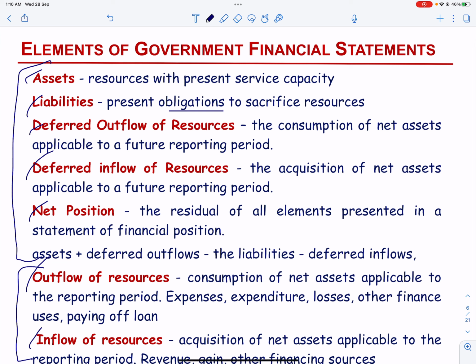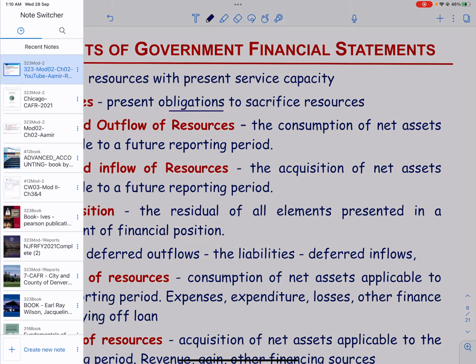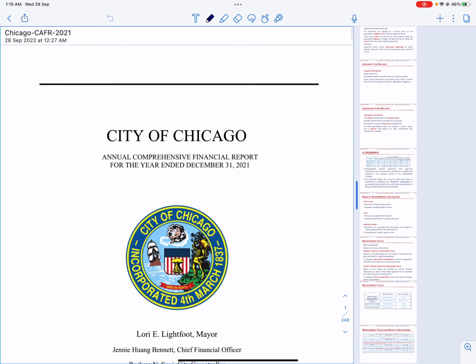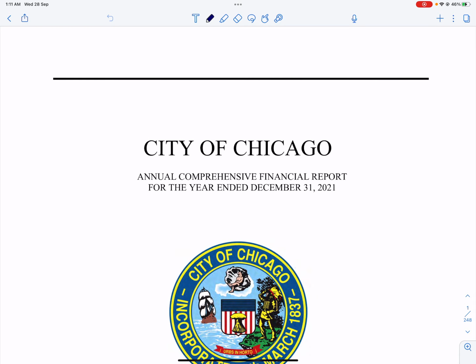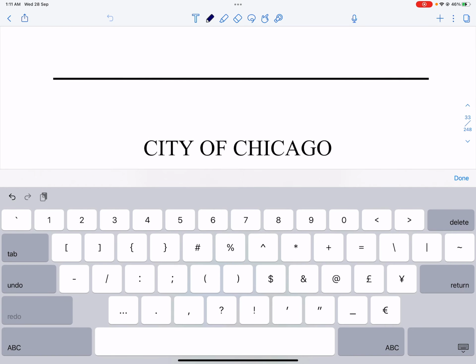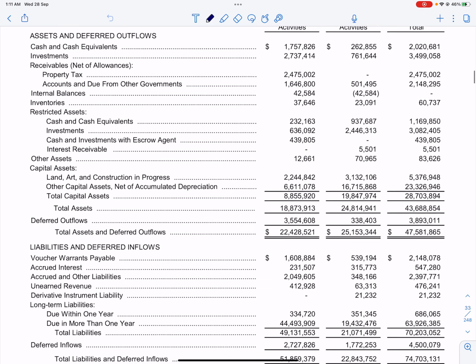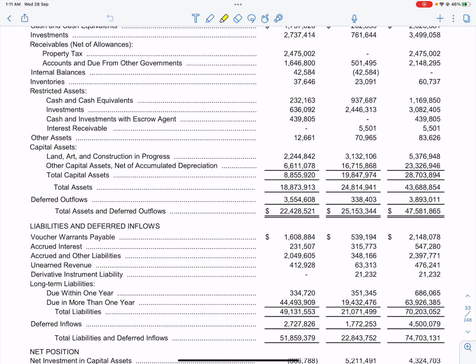The third element is deferred outflow of resources, and you will not find this element in the financial statements of a business. I can show you again in the city of Chicago, so you can see here we have deferred outflows. Deferred outflow of resources is the consumption of net assets applicable to future reporting periods.